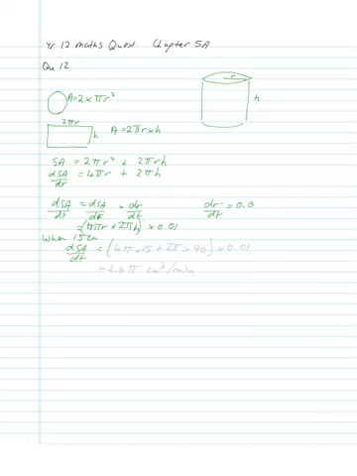sorry, that's a 4 there, 4 pi times 15 plus 2 pi times 90 times 0.01, where I've substituted in 90 for the height. Multiplying that out, that will give us 2.4 pi, and that will be in cubic centimetres per minute. And that would be our answer.